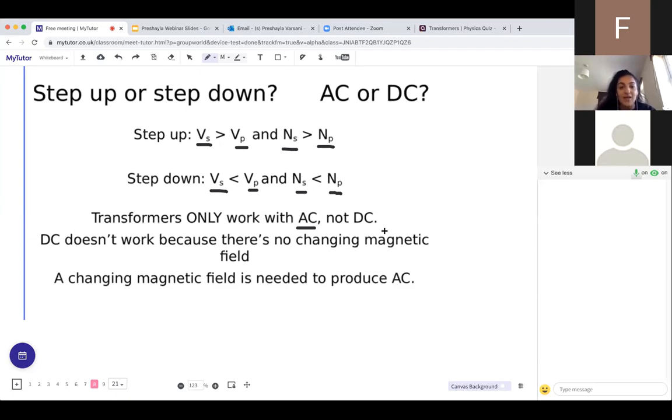Okay, so to produce a changing magnetic field, we need to have an alternating current. And to produce AC out of the other side of that, we need to have a changing magnetic field. Okay, so DC does not work, only AC.